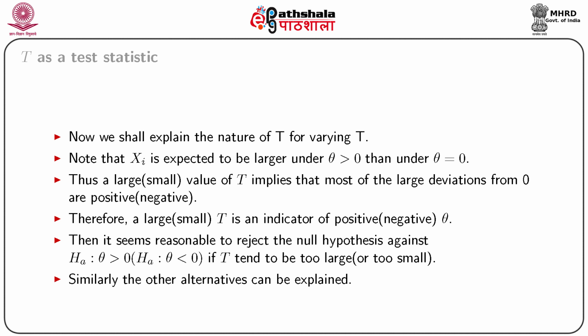Therefore, a large T is an indicator of a positive theta. Then, it seems reasonable to reject the null hypothesis against theta greater than 0 if T tends to be too large. In a similar fashion, the other alternatives can be explained.